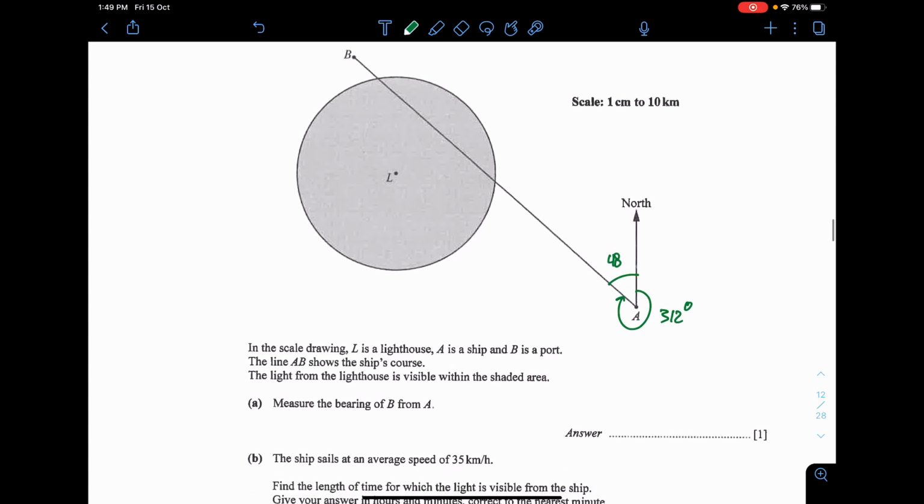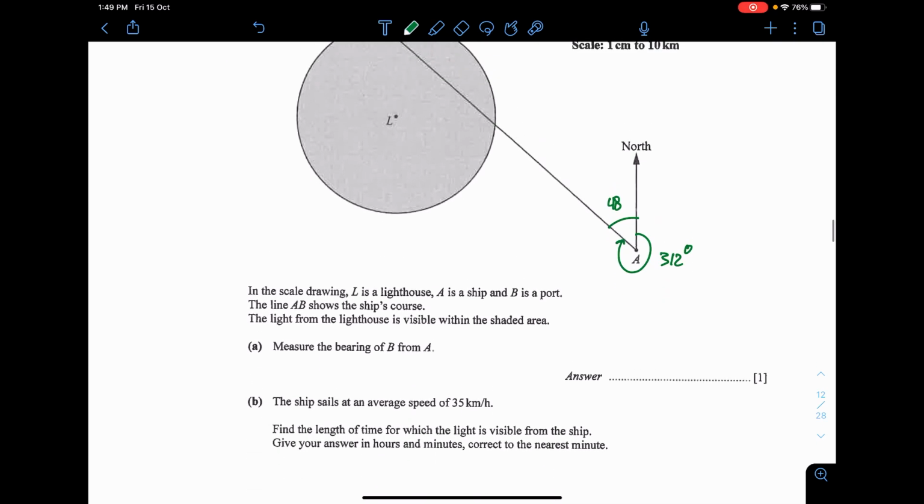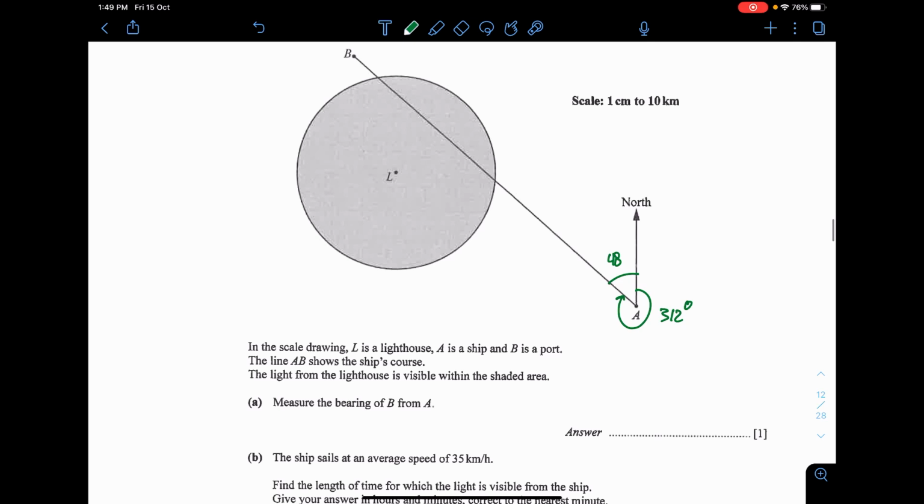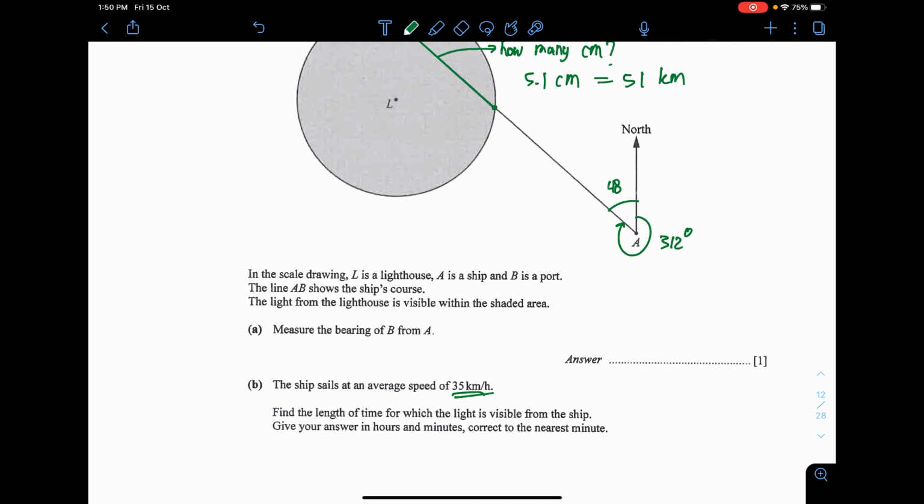Clockwise rotation. The ship sails at an average speed of 35. Find the length for which the light is visible. The light is visible only on the shaded area, so you are looking for the length from here to here. You need to find out how many centimeters. Estimated, it is around 5.1 cm, which equals 51 kilometers. The speed is 35 kilometers per hour. So how long is it passing through the 51 kilometers?